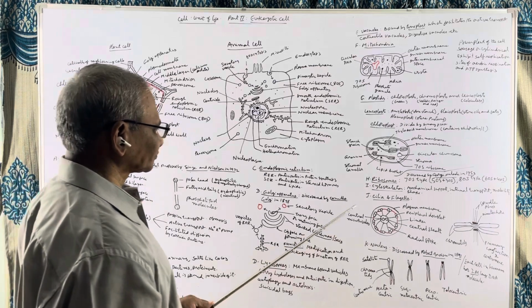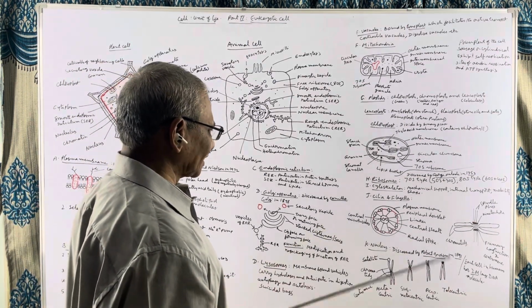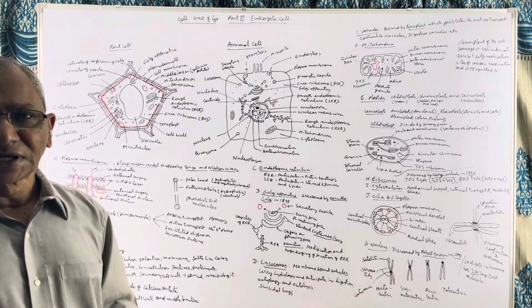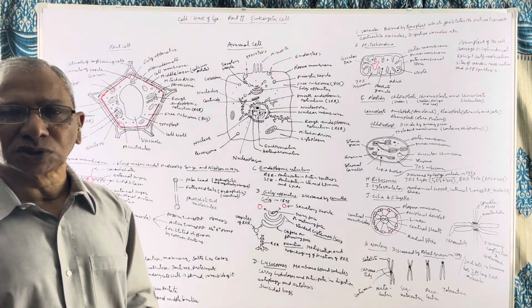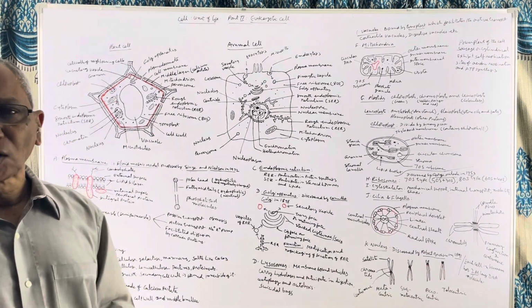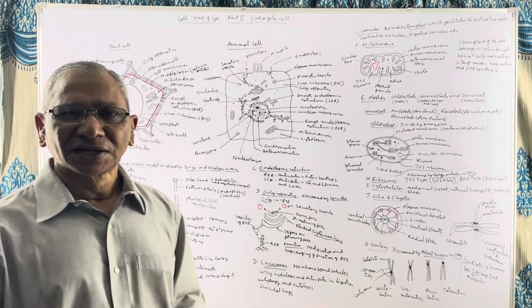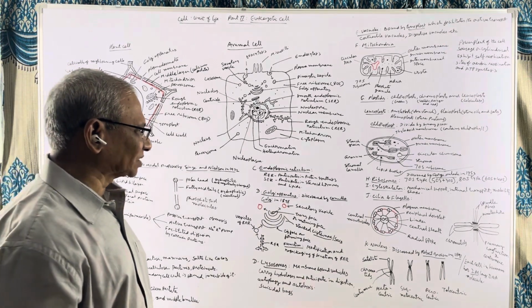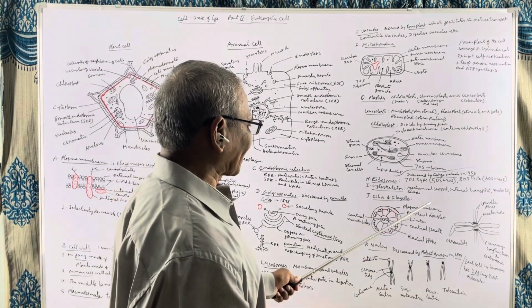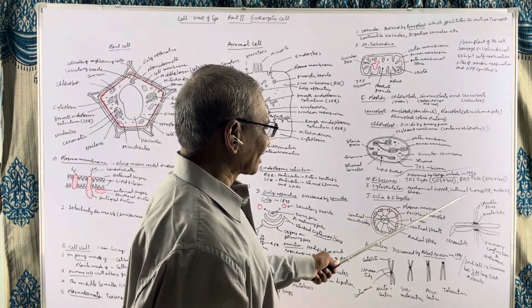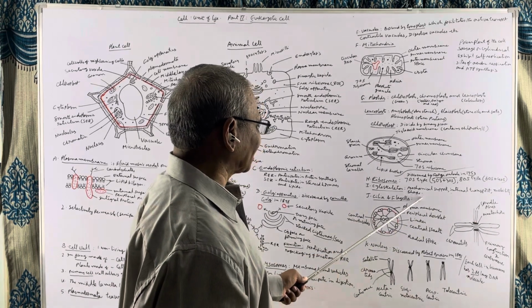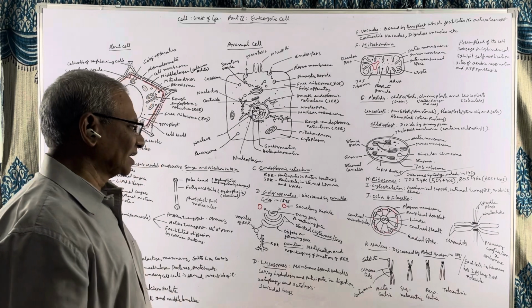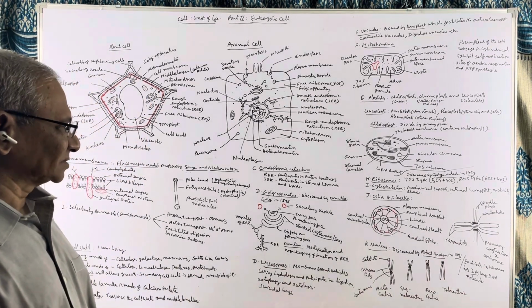Then, cytoskeleton. Inside the cytoplasm, there is a skeleton made of fine tubules. The cytoskeleton not only gives a shape to the cell, it also helps in cell division and in many other activities. It provides mechanical support. It helps in internal transport. It helps in mobility. It provides a definite shape. Like that, cytoskeleton helps the cell in many ways.